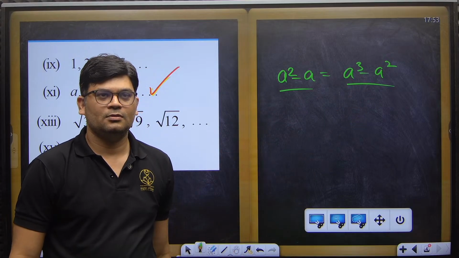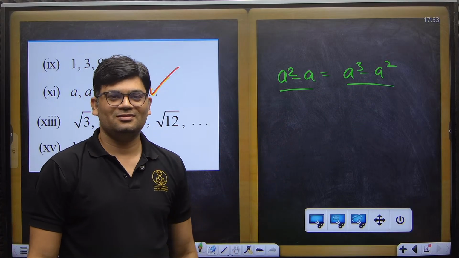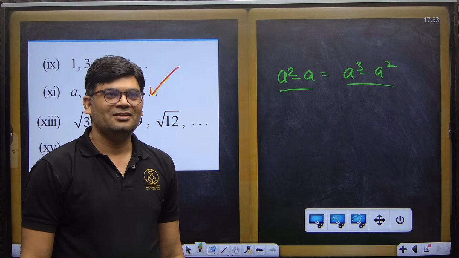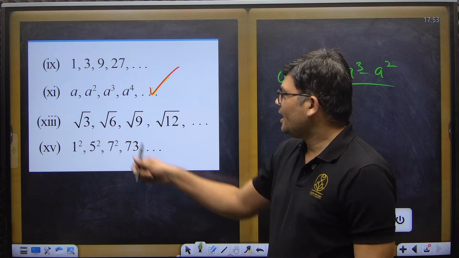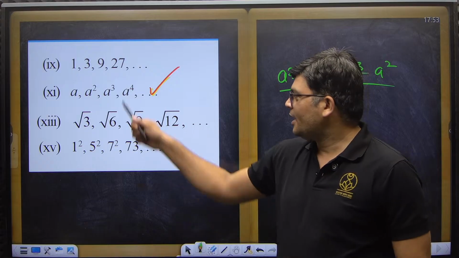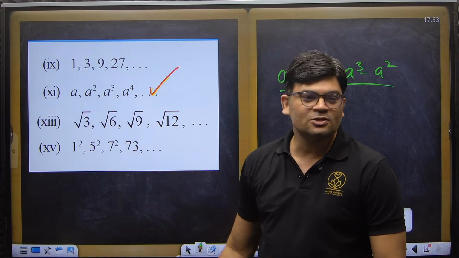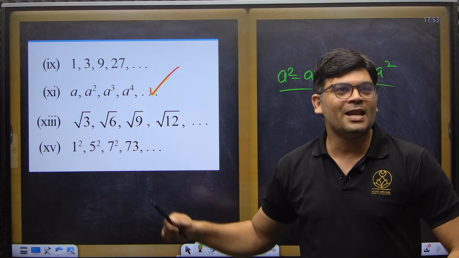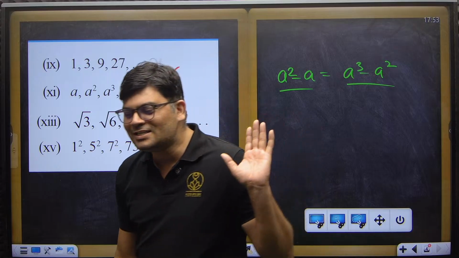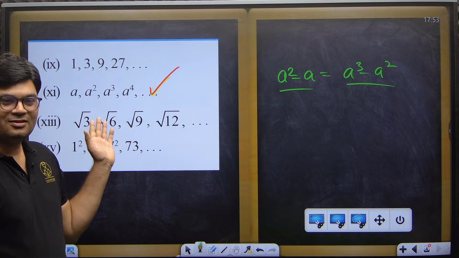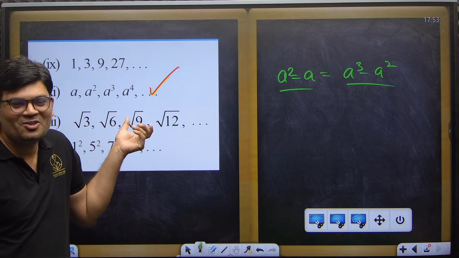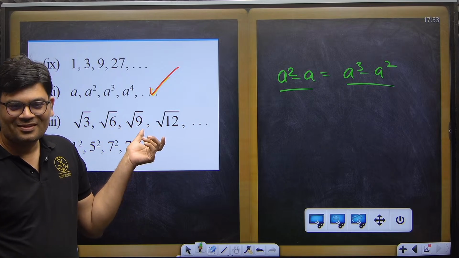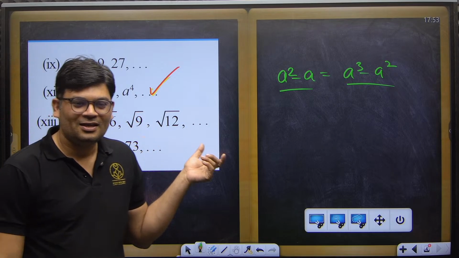No, sir. How can they be equal? No, they're not. It's not an AP. It's a GP. Because it is being multiplied by A. It is a GP: A square by A is A, and A cube by A square is A. So it is a GP. How come it is an AP? It looks bigger, but this is not an AP. Are you getting it?